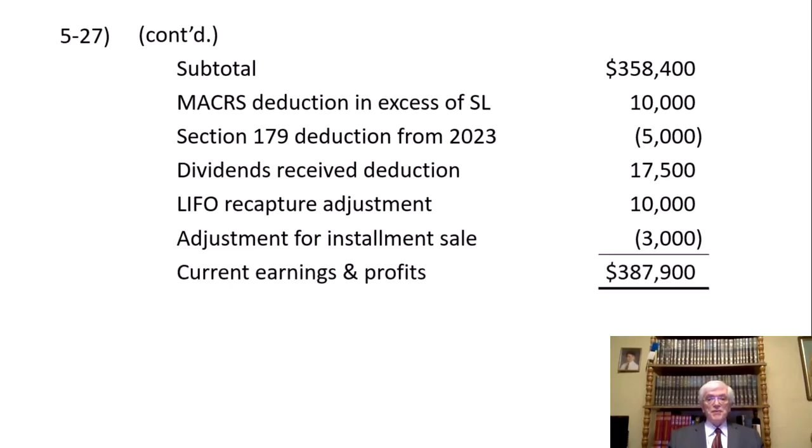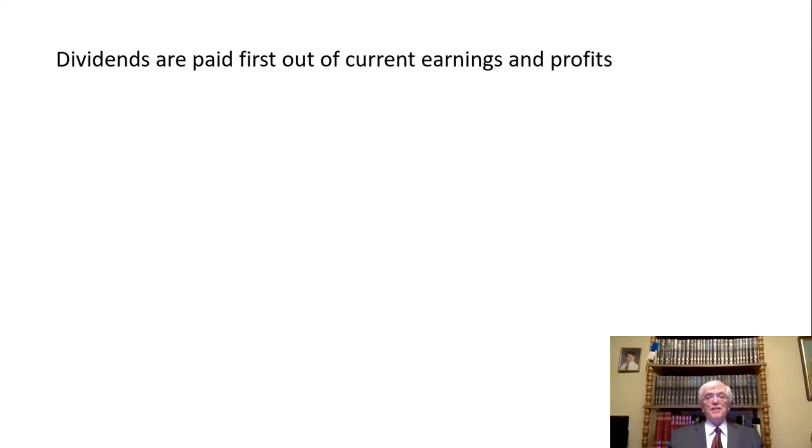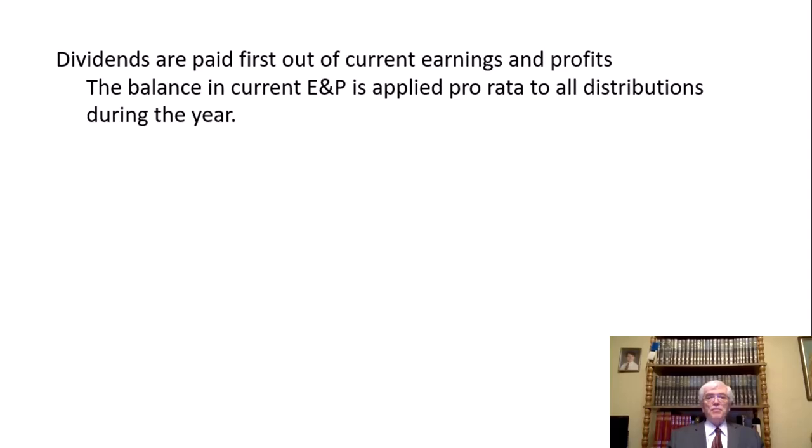That gives us current earnings and profits of $387,900. So that's how you compute current earnings and profits. Start with taxable income and make all of the necessary adjustments. Dividends are paid first out of current earnings and profits. And that's done pro rata to all distributions during the year.